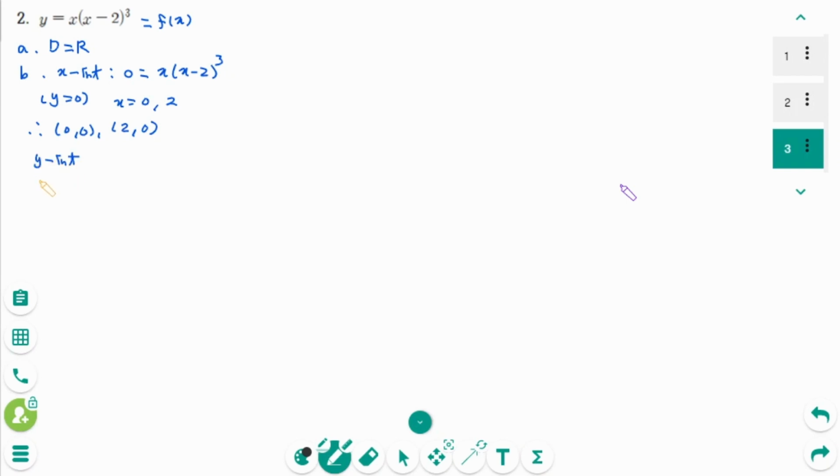Y-intercept is when x equals 0, then 0 times 0 minus 2 cubed equals 0. So y-intercept is 0, 0. F is a polynomial, so there is no symmetry, no asymptote.